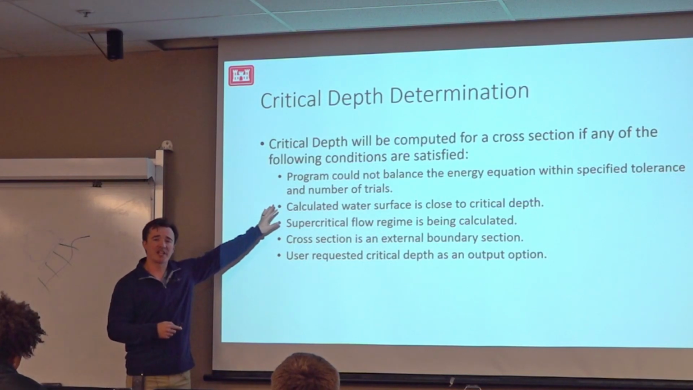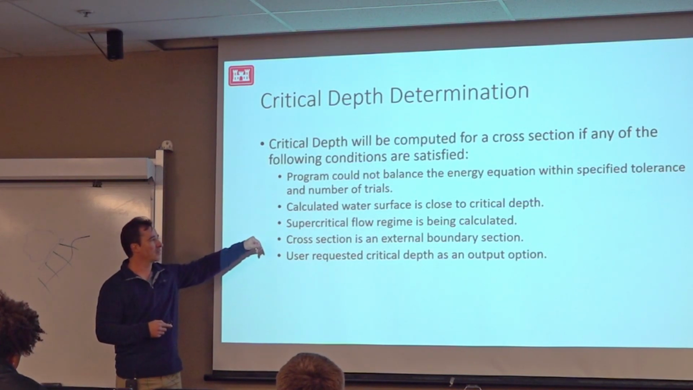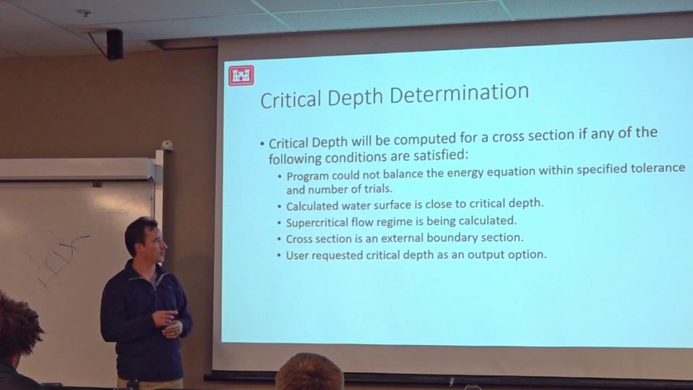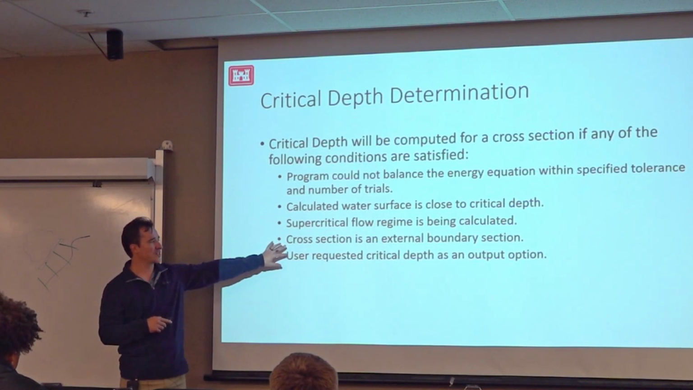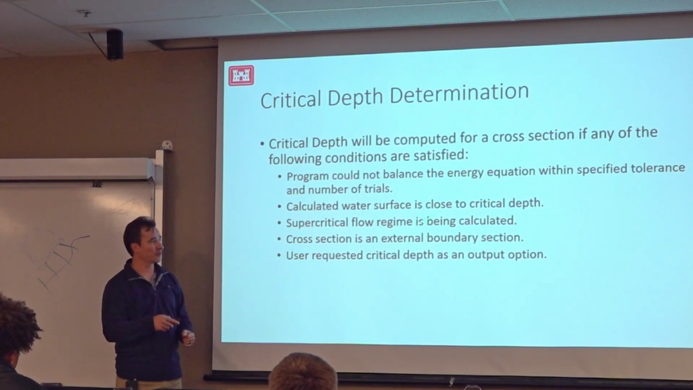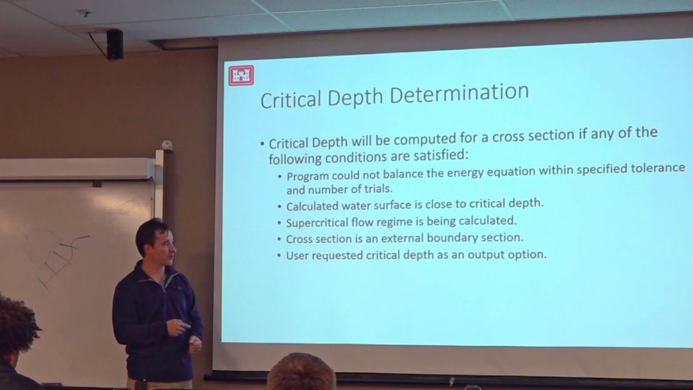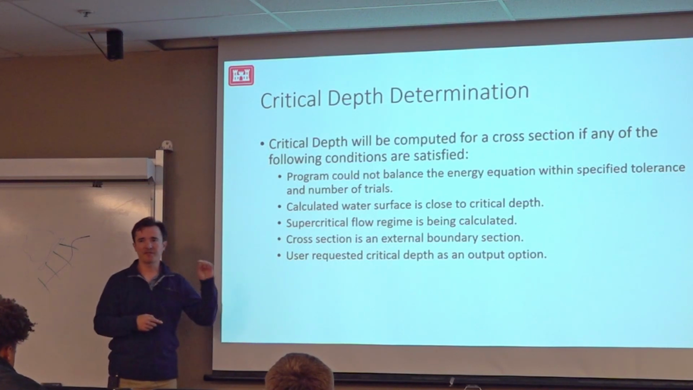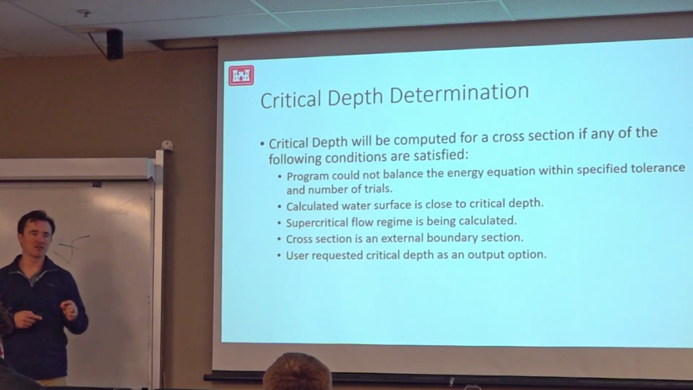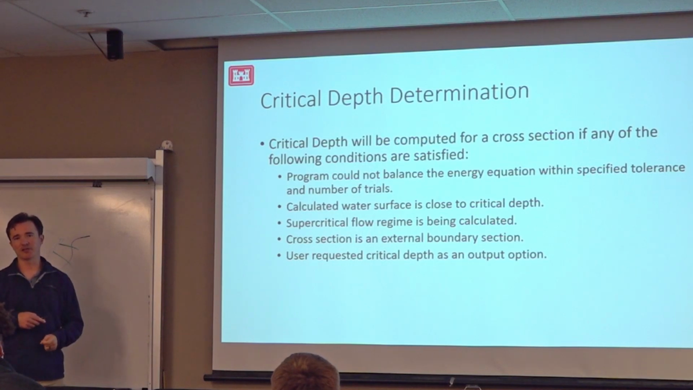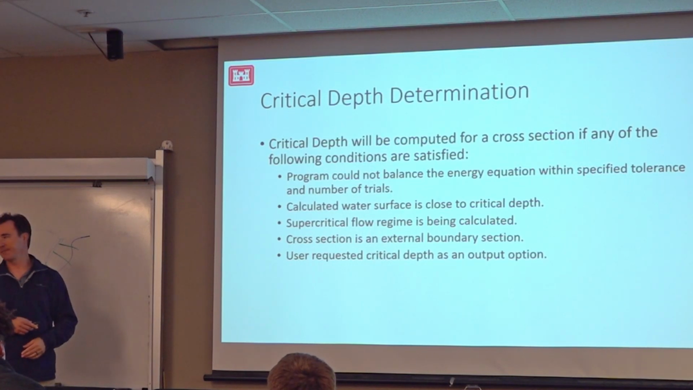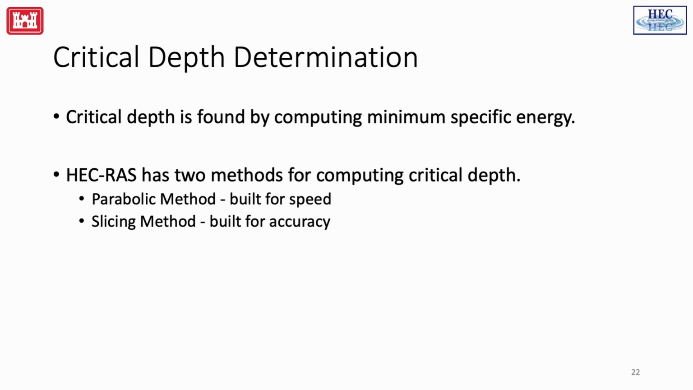You don't want to do it unless you really have to. So it does it under these conditions. If the water surface starts getting close to critical depth, then it'll compute it as well to make sure it's not going below critical depth. Or if the cross-section is at an external boundary, then it'll also compute critical depth. Or if the user requested the critical depth as an output, then in those cases it'll compute it. Critical depth is found by computing the minimum specific energy, and I'll show more about this in a second. There's two methods that are used in RAS.